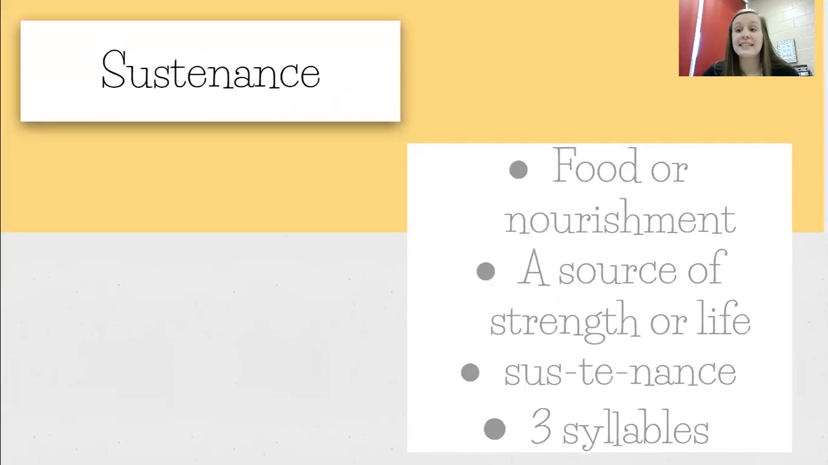Our next word is sustenance. Sustenance is food or nourishment. It can also be defined as a source of strength or life, which kind of makes sense, right? Because how do we live? How do we continue living? By giving ourselves food, by eating and nourishing our body correctly, right? We can't live if we don't have food and nourishment in our bodies. So those definitions kind of go together and make sense. The word sustenance has how many syllables? 3. And how would we break it up? Awesome job. We would break it up as sus-te-nance, 3 syllables.